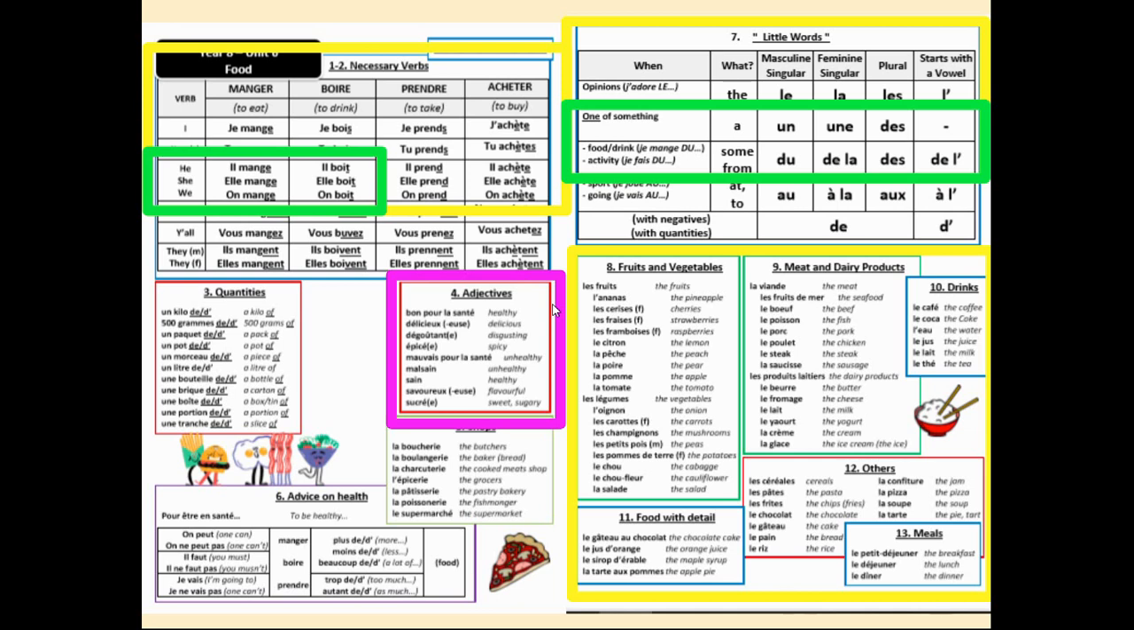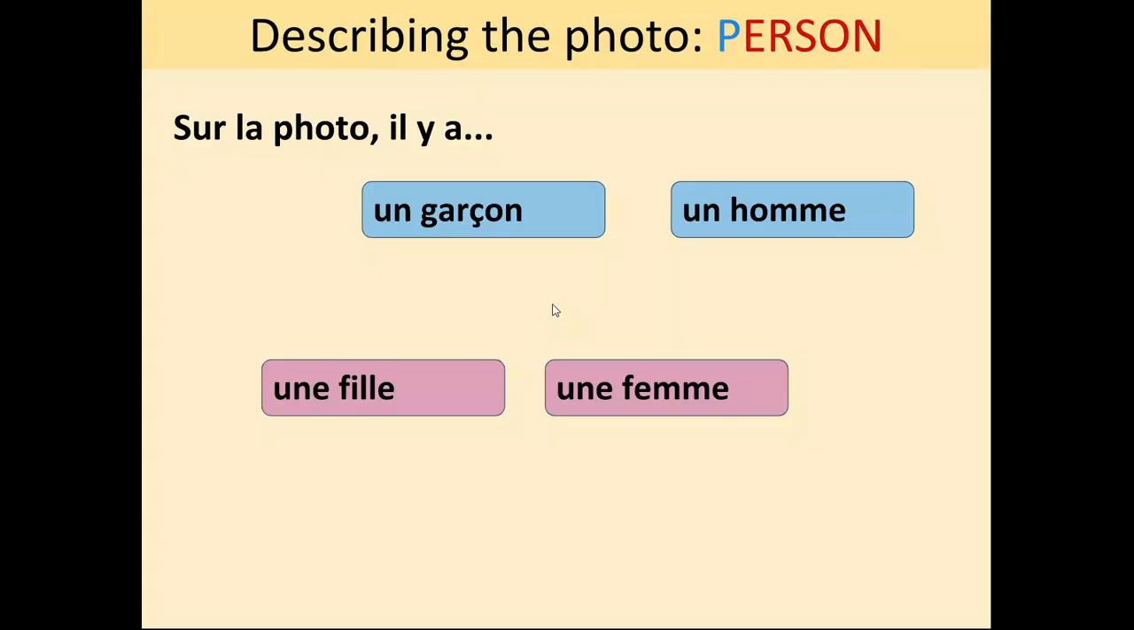So let's begin. We're going to be dividing this into two parts. So firstly, we're going to look at how to describe the photo when we're talking about the person. And then once we've described the person, we're going to talk about what he or she is eating or drinking. Firstly, when we're describing photos, we're always going to be starting with this little sentence starter. Sur la photo, il y a.